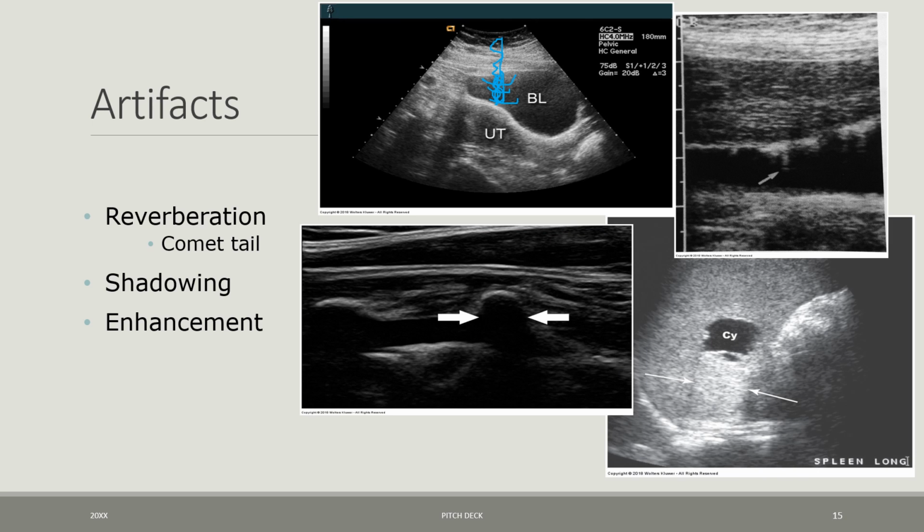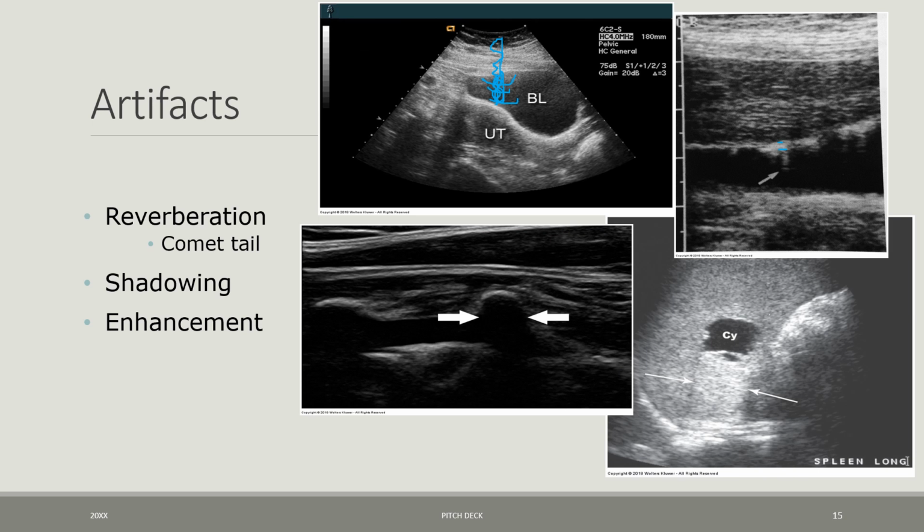Another type of reverberation is comet tail, which can happen when you have two very closely spaced echogenic structures. And sometimes you will see that in vessels as you're seeing here, or if there's air or something like that, or gallbladder clips, things like that.